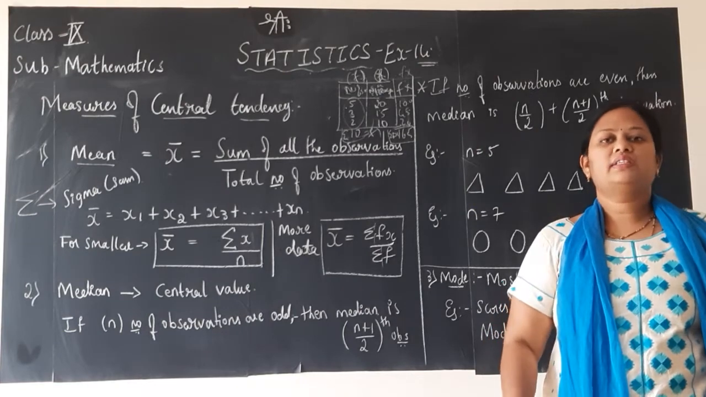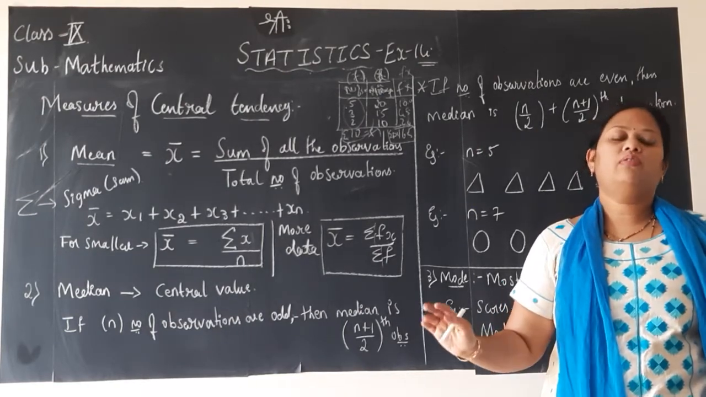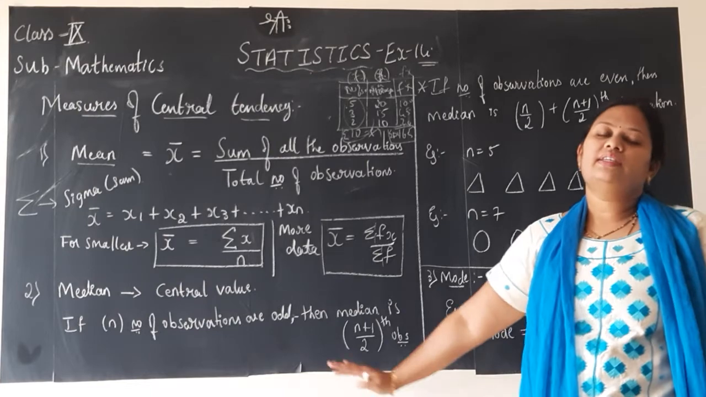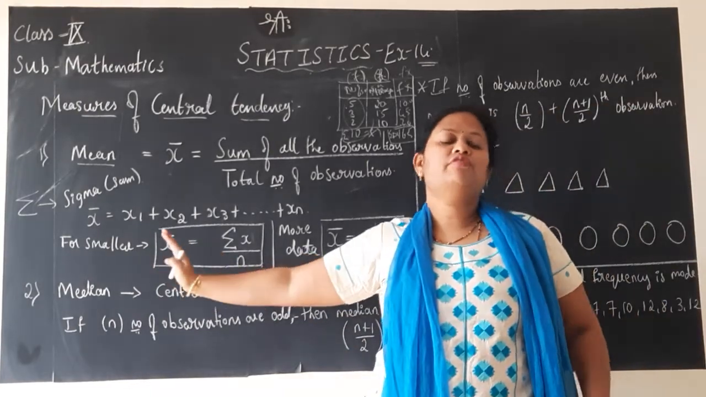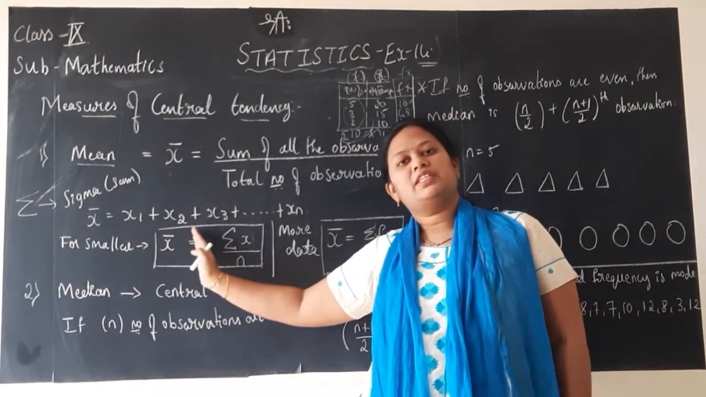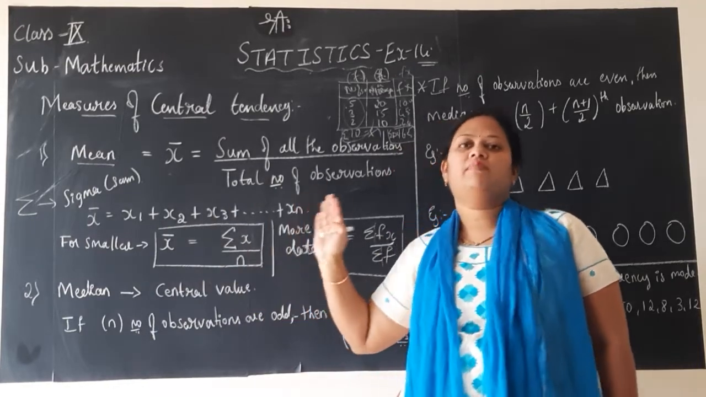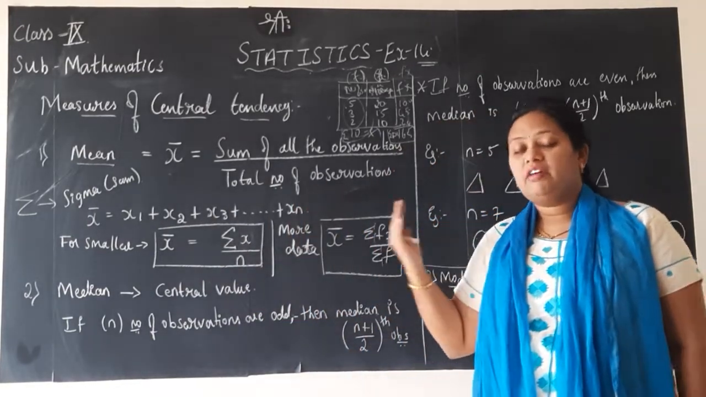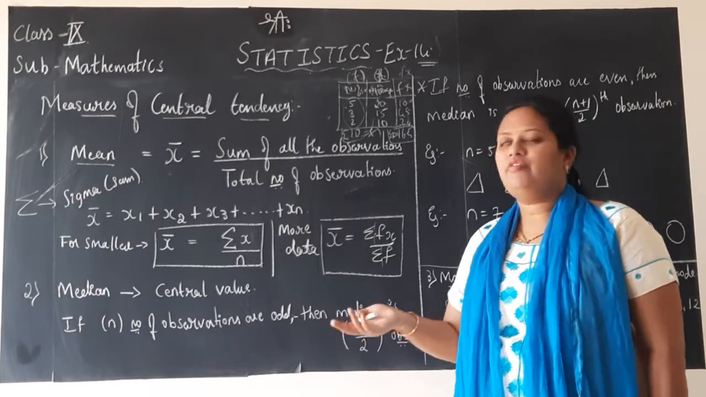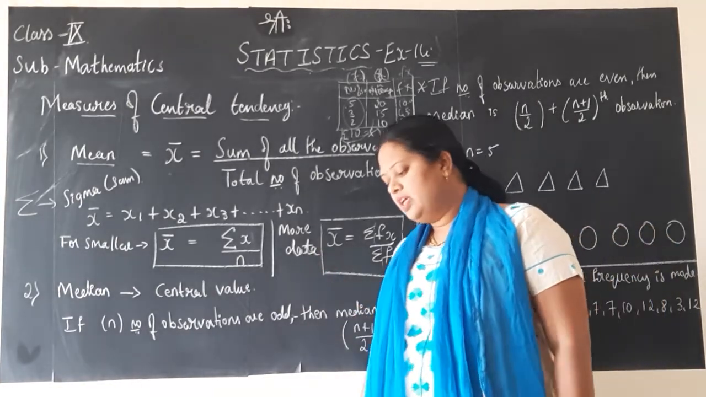Don't worry much. So this is how we find the mean for the given data. It is simply the sum of the observations divided by the total number of observations. X bar is the representation for mean. X bar is sigma x by n for smaller data, and sigma fx by sigma f for a large number of data. This is about the mean.